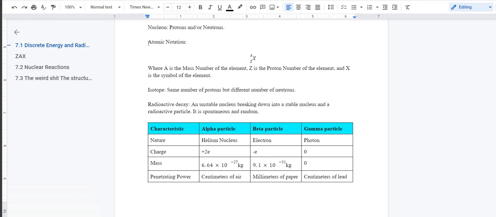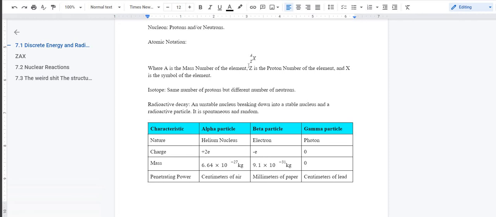So before that, let's talk a little bit about the atom itself. The term nucleon refers to protons and/or neutrons. It's essentially just saying the things that you find inside the nucleus of an atom. So that's an easy way to remember it.